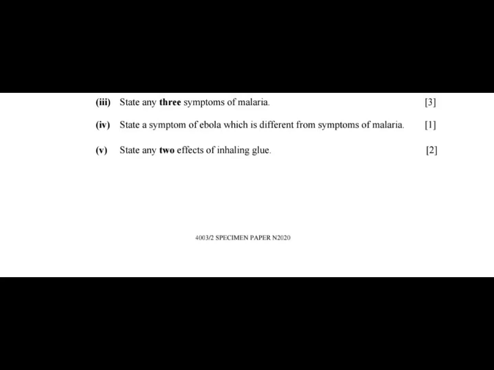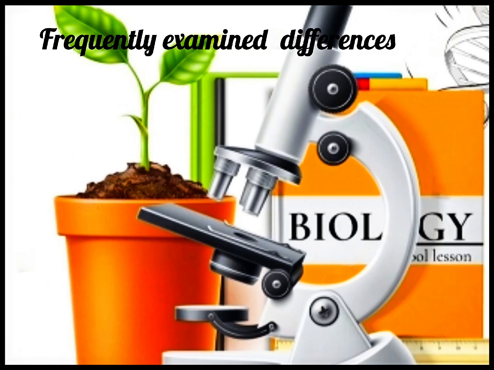You should also know how to give the different symptoms between diseases. For example, in November 2019, number 7, there was a question which was saying, state a symptom of Ebola which is different from symptoms of malaria. So this was a beautiful revision of frequently examined questions on differences between different factors under the biology section of combined science. I will create another video for the differences that are examined under the chemistry section, and also the differences that are examined under the physics section.